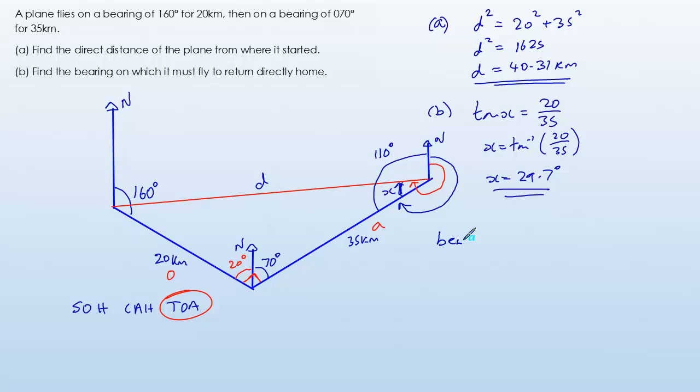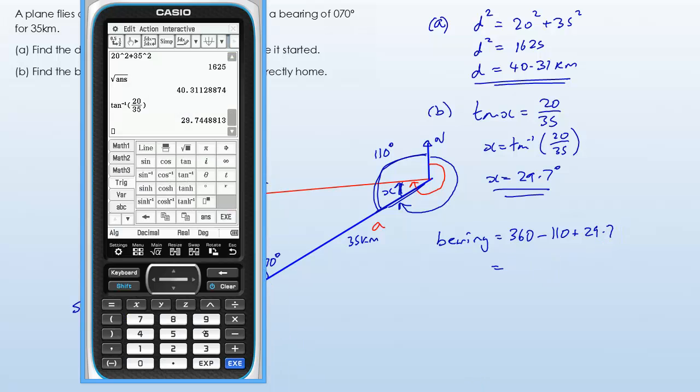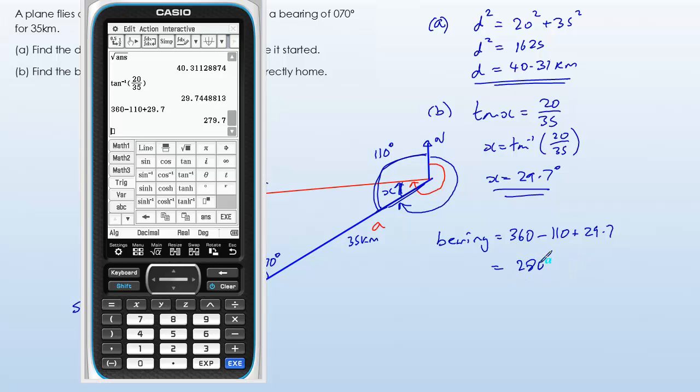Now let's think about the bearing. So as we discussed, all the way around is 360. 110 less than that would be the bearing to the blue line. We want the bearing to the red line, so we've then got to add 29.7. So we've got 360, take away 110, add 29.7, gives us 279.7, which will give us 280 to the nearest degree.